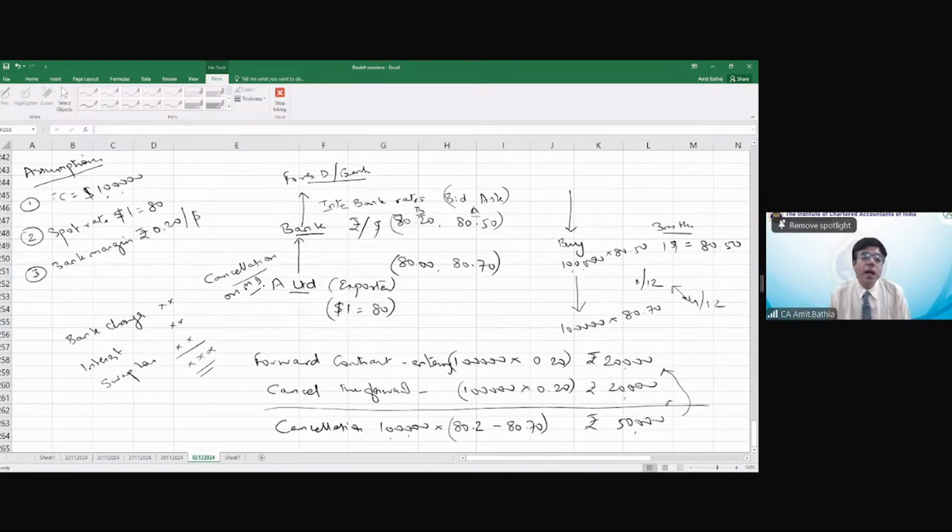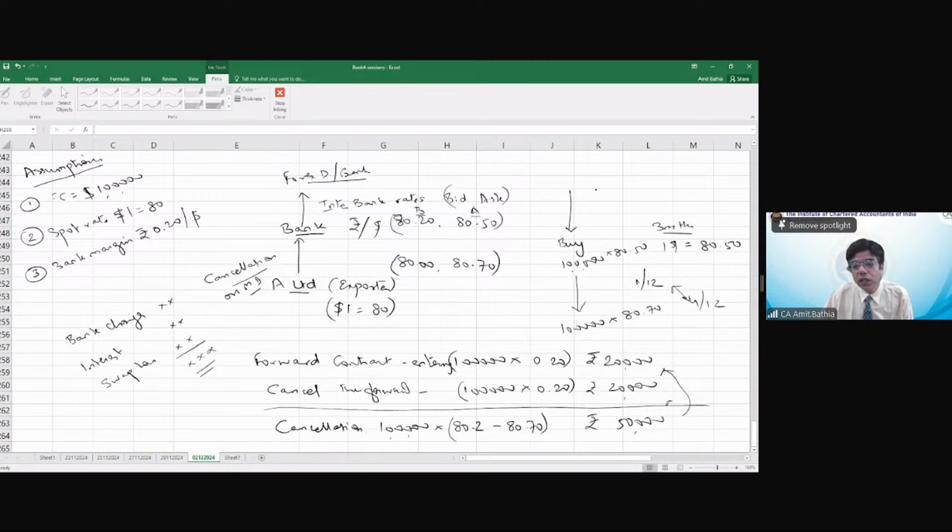Cancellation cannot happen like that only, right? Bank already has an obligation. So what is bank going to do? It is going to reverse the position because A Limited has to deliver the dollars. So in other words, in order to cancel this position, A Limited will have to buy USD in spot market to deliver and honor this forward contract. Are you with me? Yes, sir.